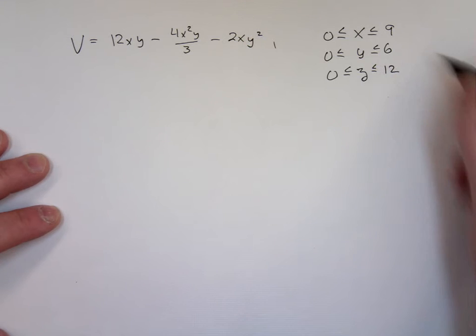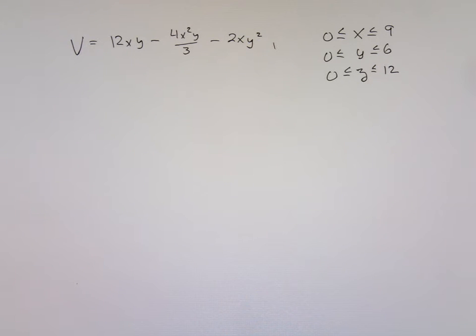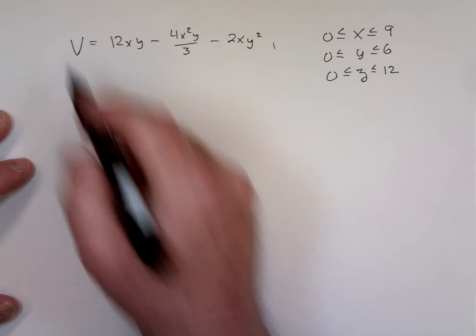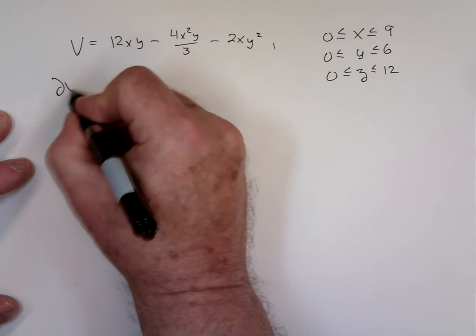But it turns out at any of these endpoints, we'd end up with a volume of 0, so we don't care about the endpoints here. Endpoints will give us minimums and not maximums. It's the maximum we're looking for. All right, so what do we have to do here? We're going to find the partial with respect to x to find critical values.